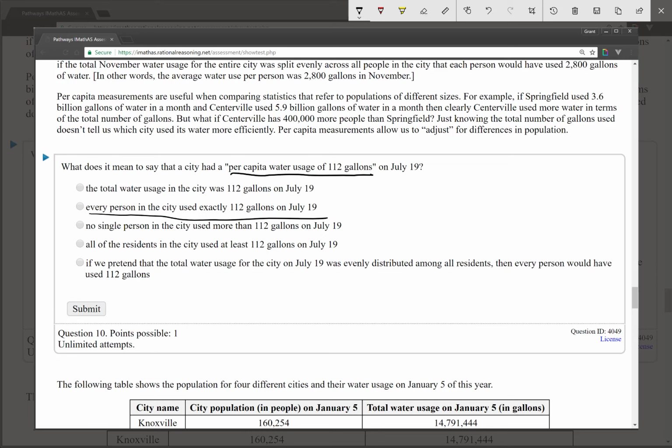So what we're actually looking at is if we pretend the total water usage was evenly distributed, then every person would have used 112 gallons. So it's kind of like saying each person used 112 gallons on average, but that doesn't necessarily mean that every person used exactly that much.